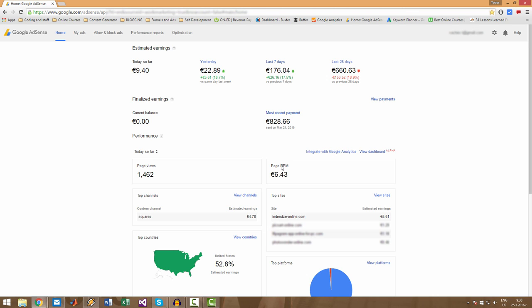The first thing that I want to point out is page RPM. What does RPM mean? Page RPM is the money that you get per 1000 page views. So 1000 page views currently is earning me 6.43 euro. Alright, so if I had 10,000 page views today, that would mean that I would have earned 64.3 euro. That's what page RPM means.